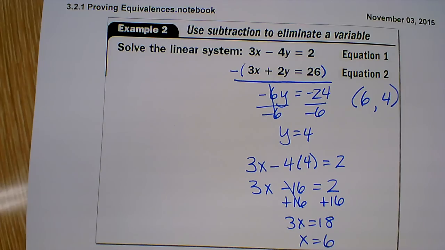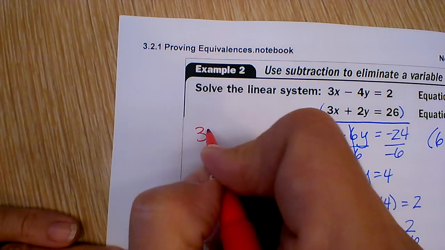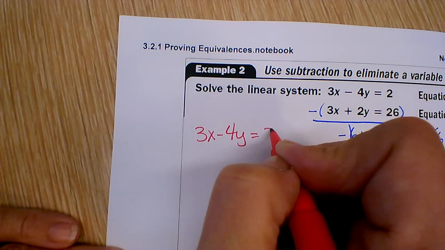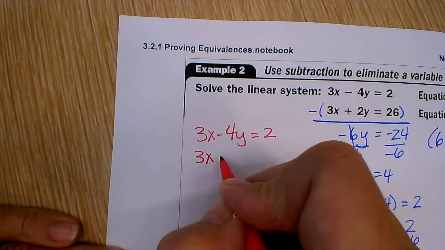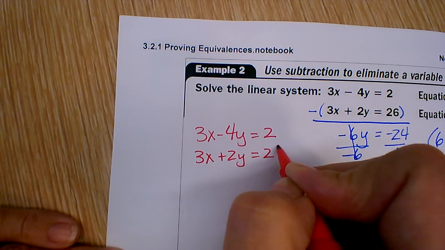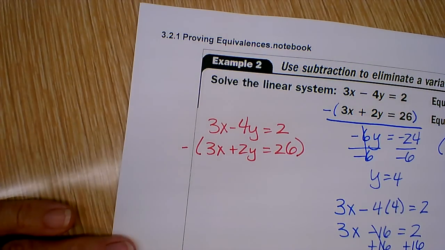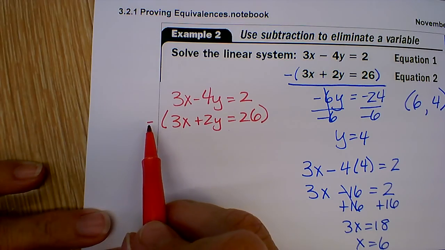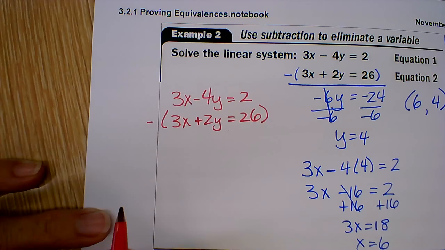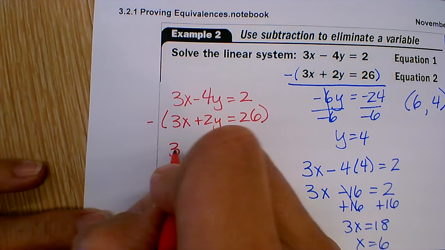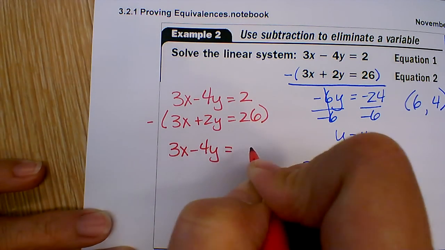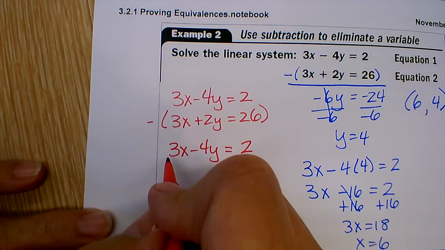I'm going to show you a different method. It's really the same thing, but it might be easier for you if you think you're going to forget that you're subtracting each time. So if we start with the 3x minus 4y equals 2, and our second equation, 3x plus 2y equals 26. And if I'm going to subtract the entire equation, that's the same thing as multiplying everything in here by negative 1. So I can just rewrite the system and basically distribute that negative sign.